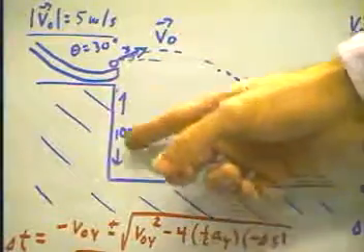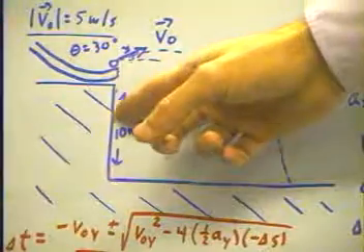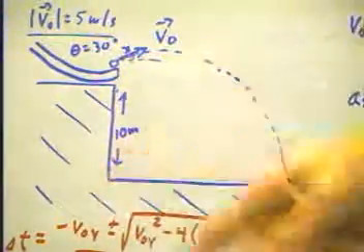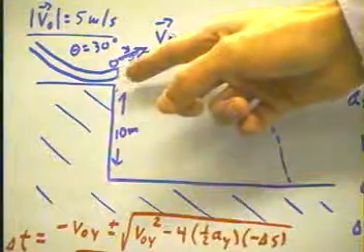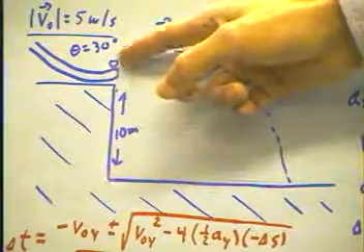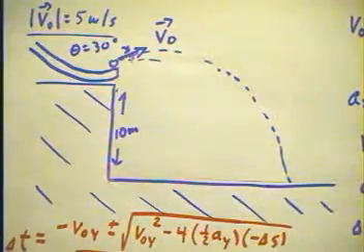Now we're going to assume the ground is 10 meters below. Forgive the fact that the arrows don't come all the way up and go all the way down, but this 10 meters here really refers to the distance from the ground up to the point where the object leaves the ramp.